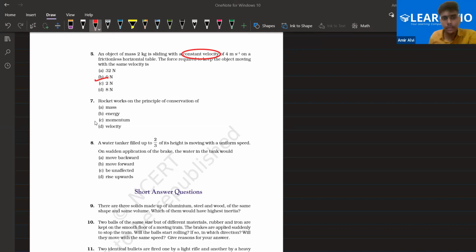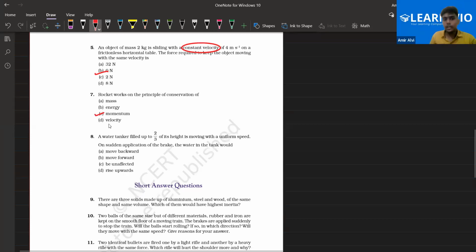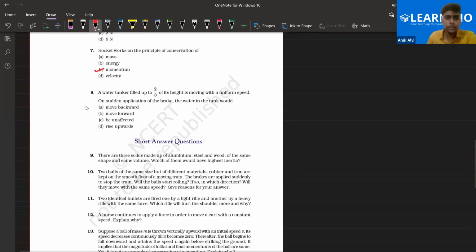Obviously, this works on momentum, because the gas escaping from the exit point of the rocket makes a kind of pressure on the surface, and the rocket goes in the forward direction, right? Okay, now do this question and let me know the answer.